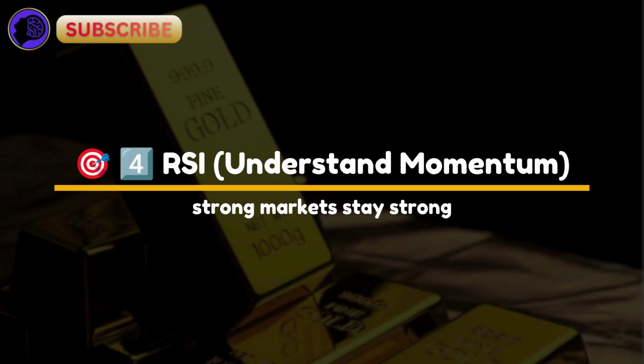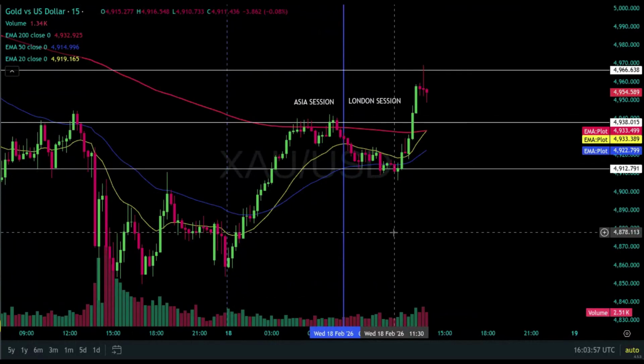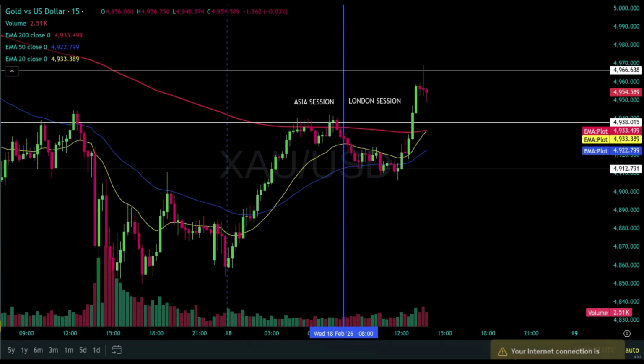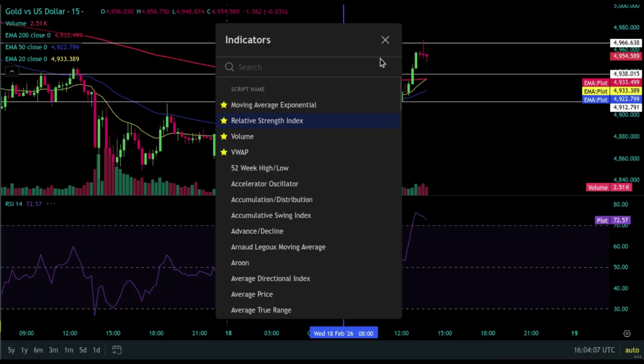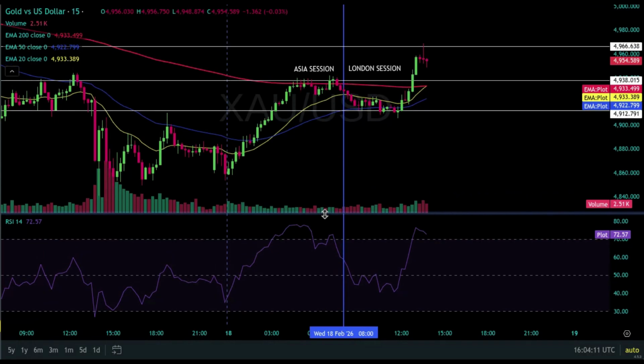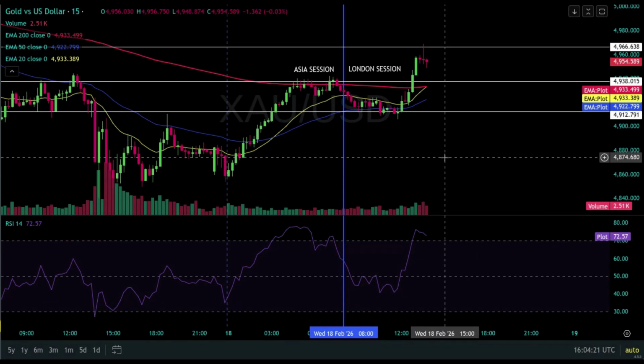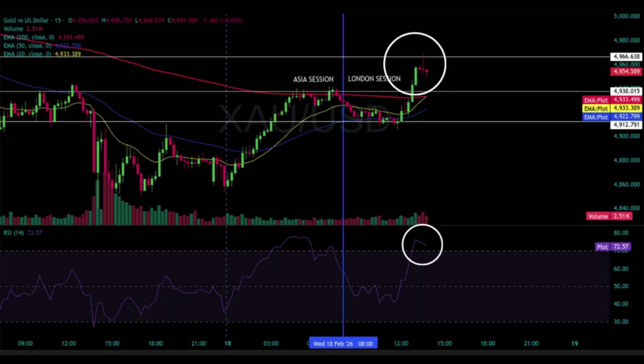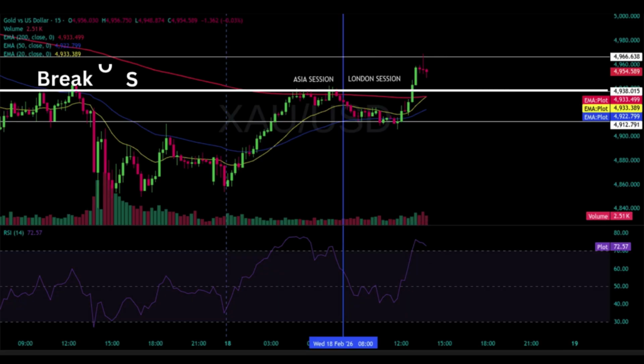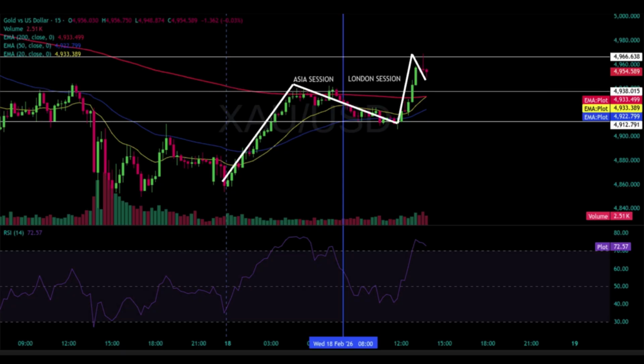RSI, understand momentum. Now, I check RSI. RSI helps me understand momentum, but more importantly, it helps me confirm the entry. Now watch this carefully. Price is pulling back. But look at RSI. RSI is still above 50. This tells me buyers are still in control. Even though price is pulling back, the strength is still bullish. This is a healthy pullback, not a reversal.